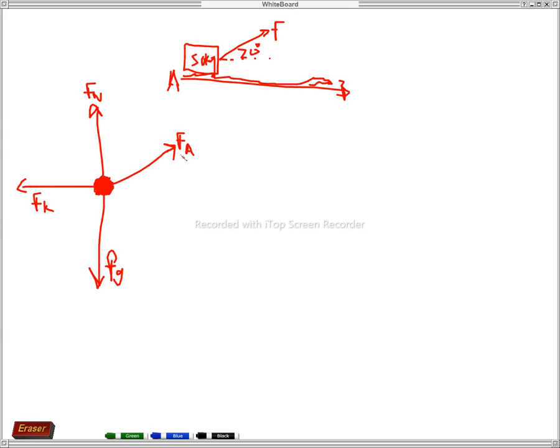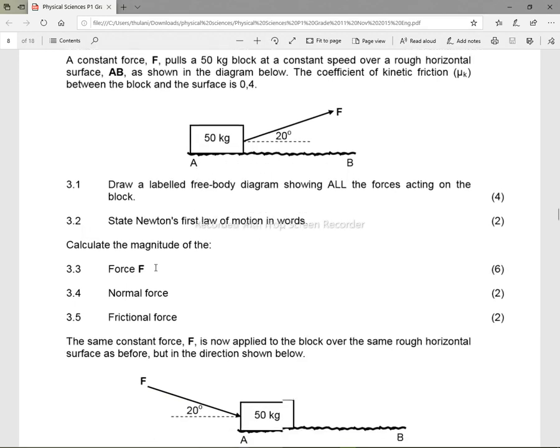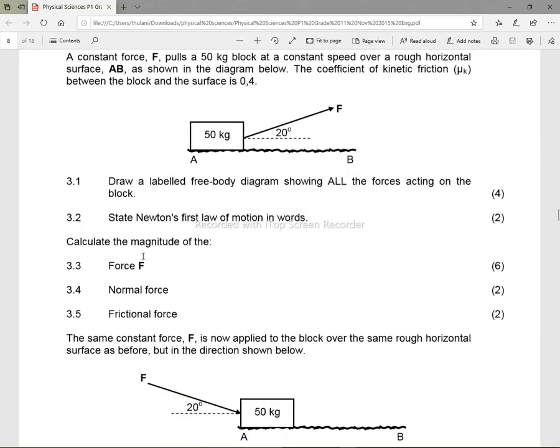So moving forward, let's just move on. They say state Newton's second law of motion in words. Well, I'm not going to state that for you guys. You just have to go and study it in the book. Make sure that you memorize it in your own way, so that when you go to the exam you don't forget. Moving forward, 3.3: calculate the magnitude of F.